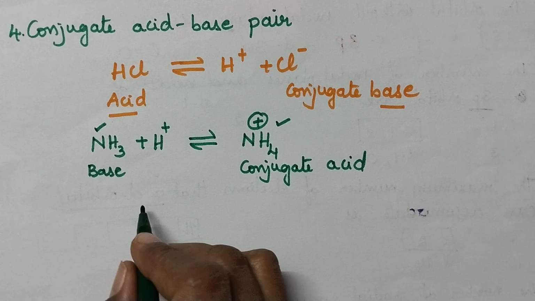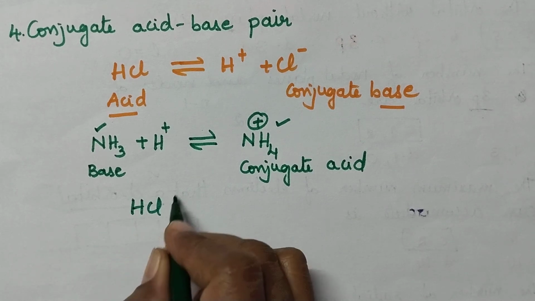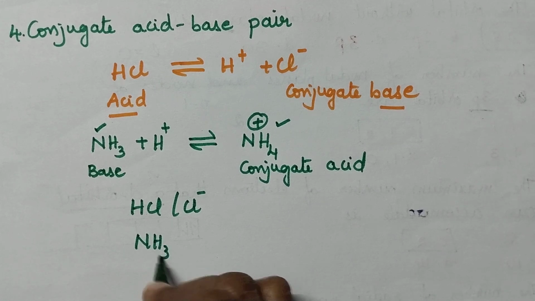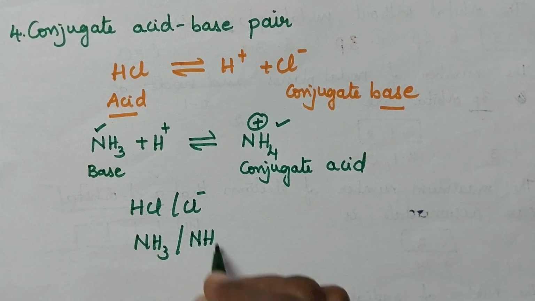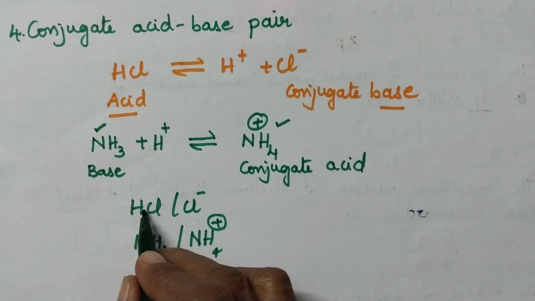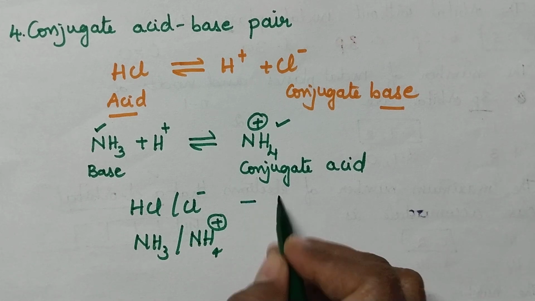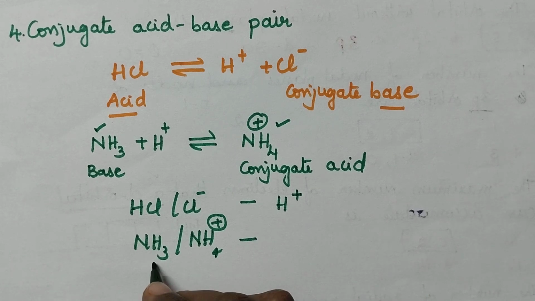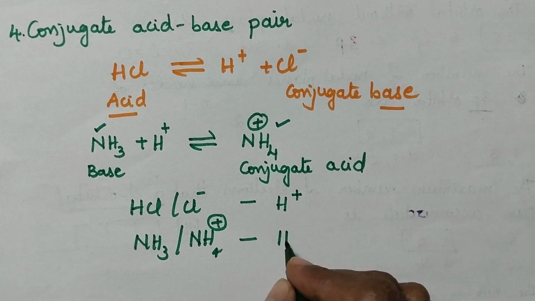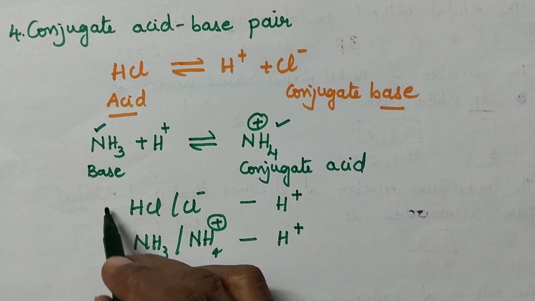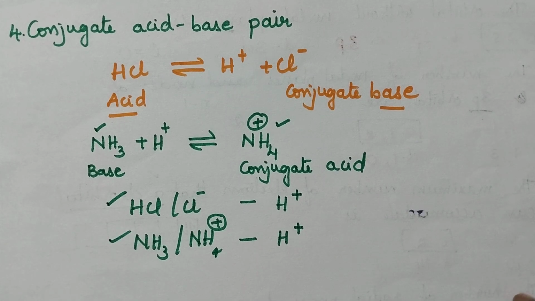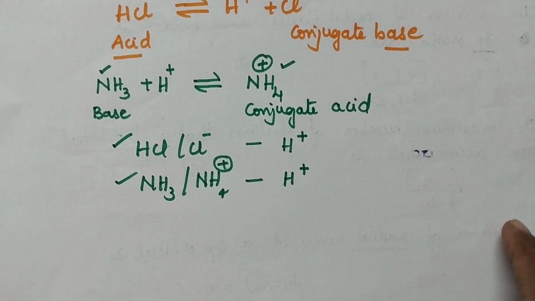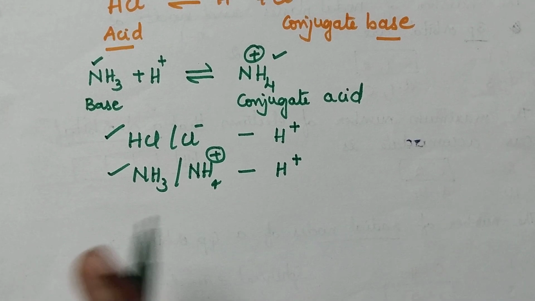So let us examine HCl and Cl minus. In a similar way, NH3 and NH4 plus. HCl and Cl minus are differing by only an H plus ion. Similarly, ammonia and ammonium ion are differing by H plus, and hence these are called conjugate acid-base pairs. Let us see one more example.